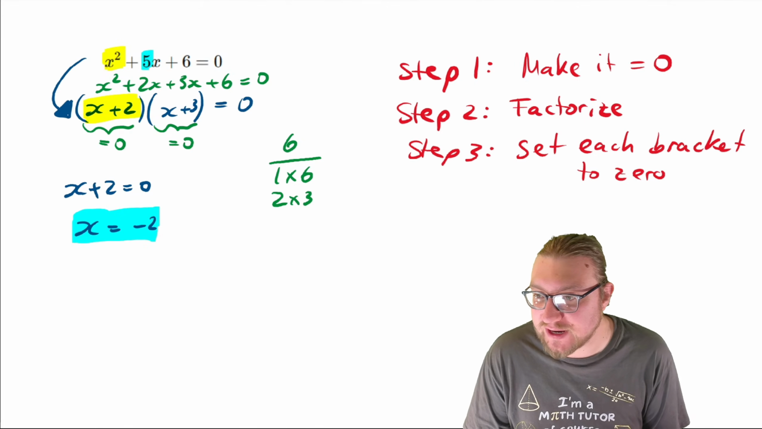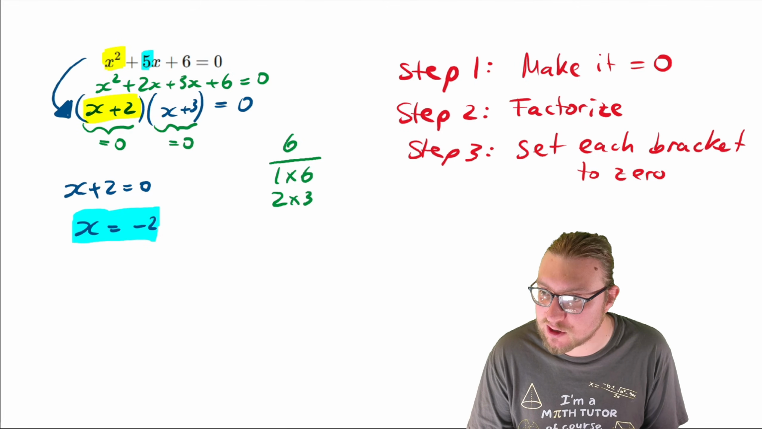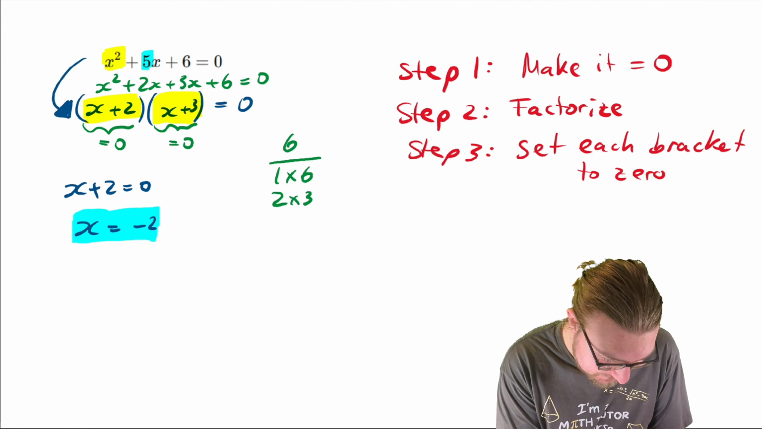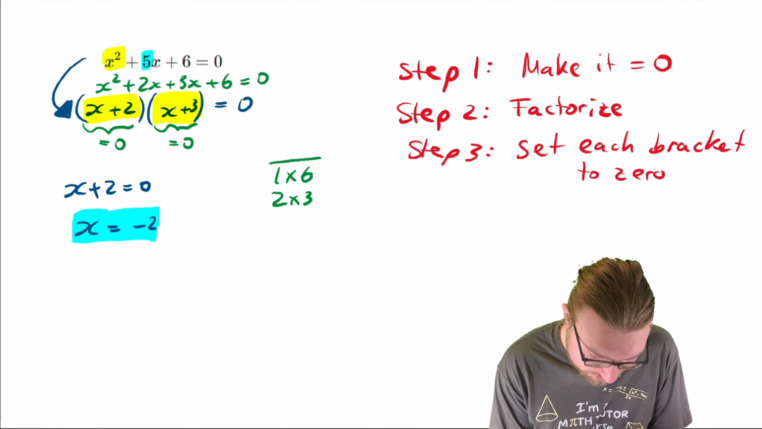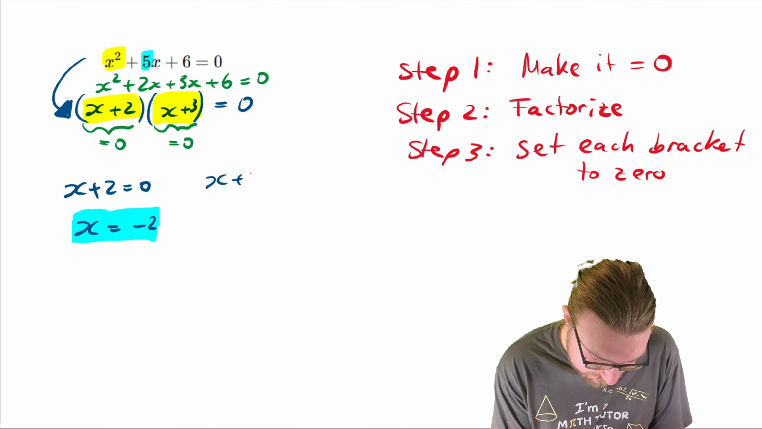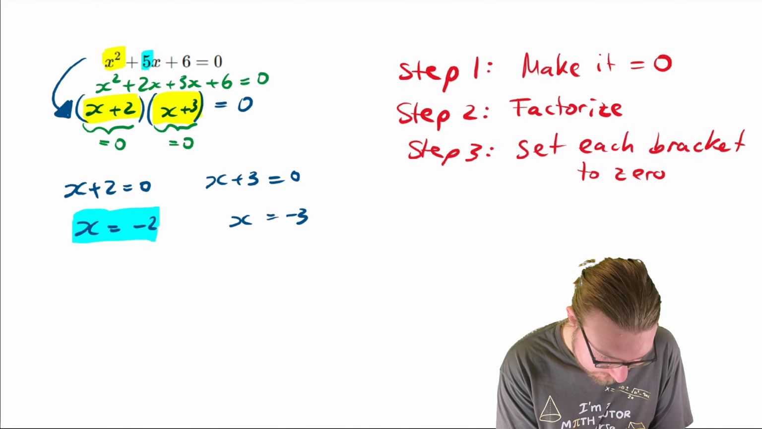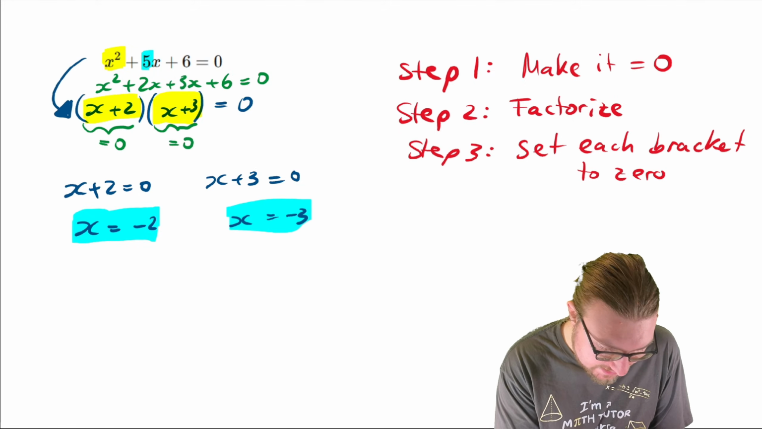Okay, why do we have x is negative 2? Yeah, that's our first one. The second one here comes from this bracket, x plus 3. And if we're solving that one, let's get rid of this one so we have more space. Then we get x is minus 3. So now these are the two options.